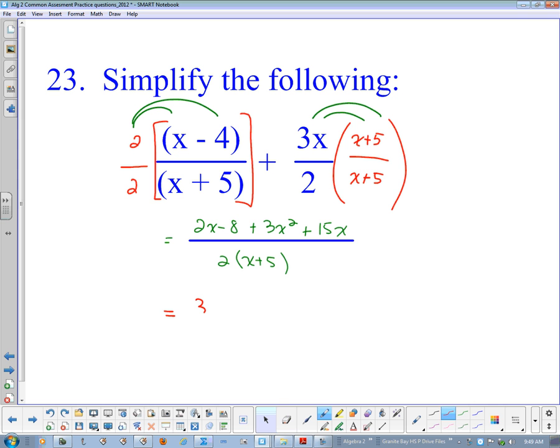How about we start with 3x squared, largest degree. 15x and 2x plus 17x. And then we have minus 8, all divided by 2 times the quantity x plus 5. Did anyone go through and try to factor that and see if it was simplified? Anyone at all? Yeah, I believe it's going to be simplified.